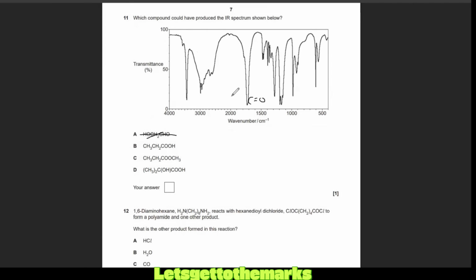We've got that at 1750. We've got this broad one here, just before 3000, that is the OH on a carboxylic acid. That is not an alcohol OH. So that means that, oh, that's an ester. We can get rid of C. So that means our only possible answer is B or D.